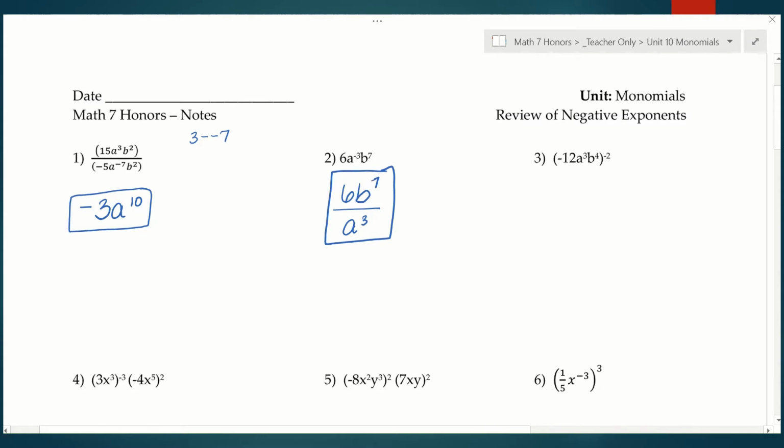Number 3, we have an entire monomial to a negative exponent. So when you see something like this, you're going to want to start by rewriting 1 over negative 12, a to the 3rd, b to the 4th, but now it's to the positive 2nd. And then we can go ahead and evaluate that. So 12 squared is 144, and then I'm going to get a to the 6th, b to the 8th.